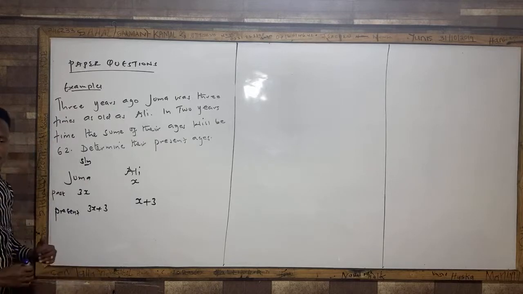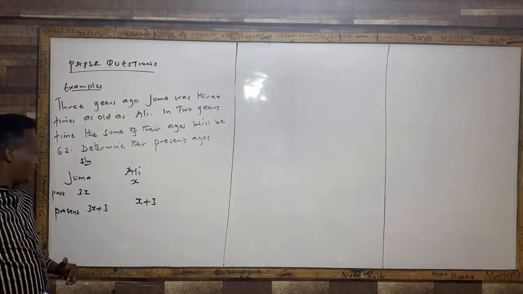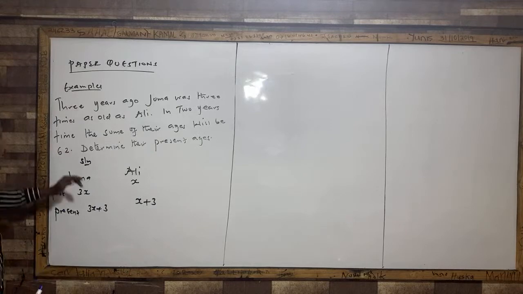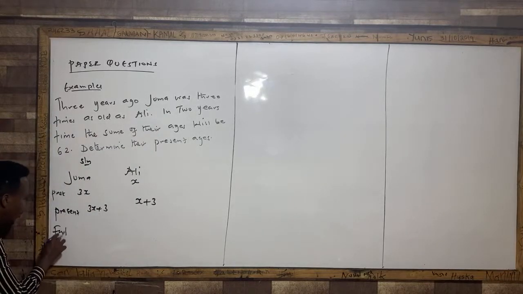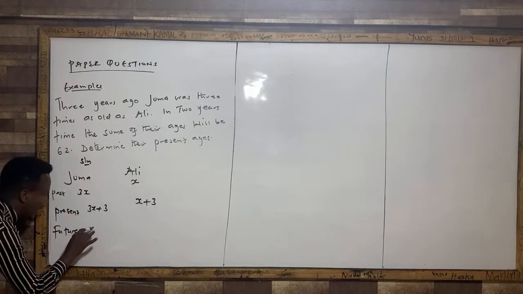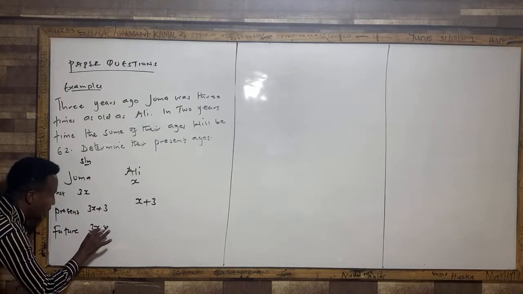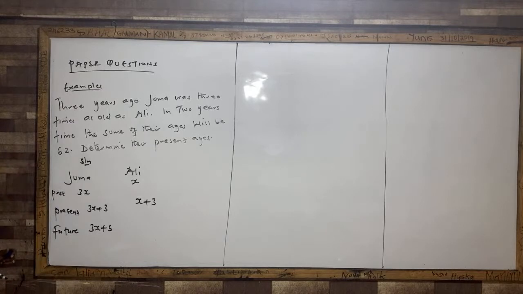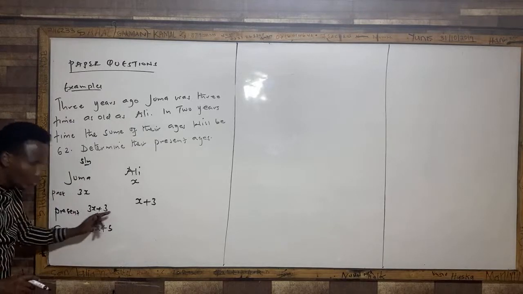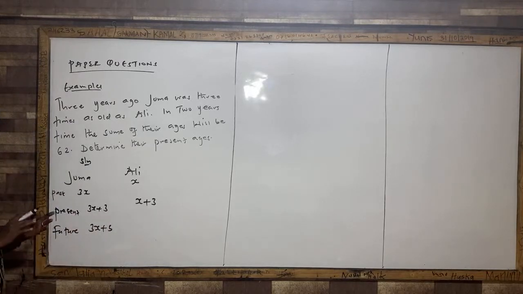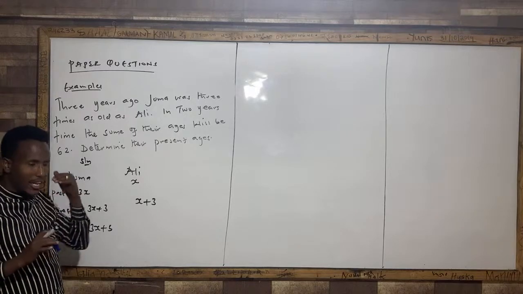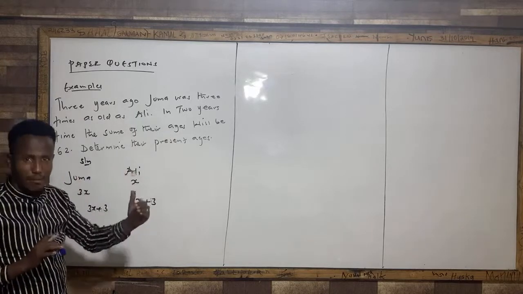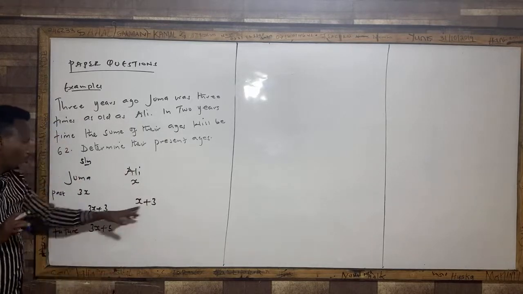Just understand here. We are coming from the past to the present, okay? Then after that, look here, in 2 years' time, that is the future. So I'll say future now. In 2 years' time, this guy will be 3x plus 5. 5 from where? 3 plus 2, you just understand. Because you are in high school, you cannot write things as if you are in nursery. So this 5 you should not be confusing, because we need to get that age in 2 years' time. That's in the future, so we'll add 2 to each.